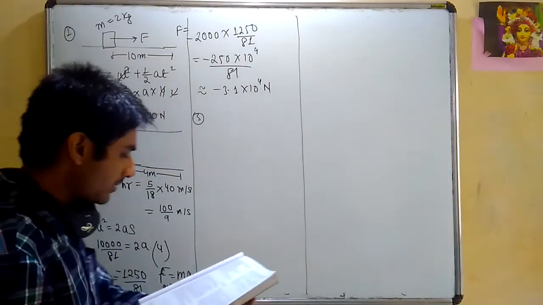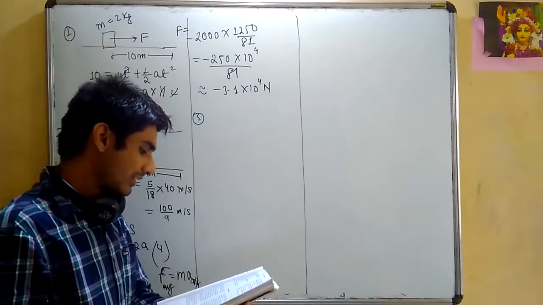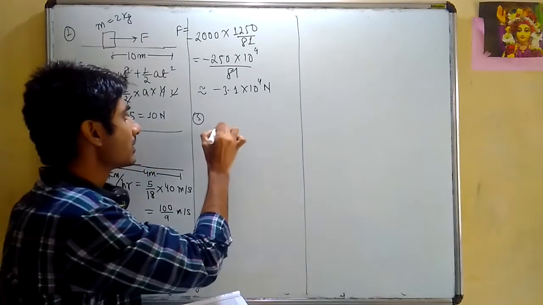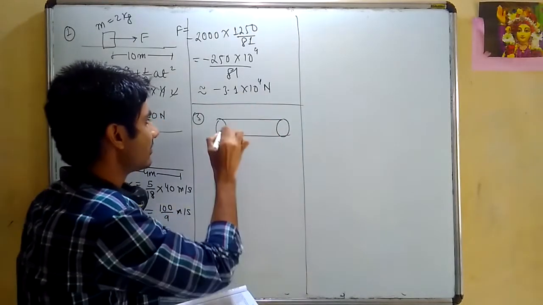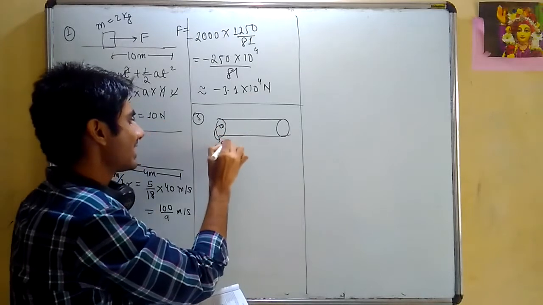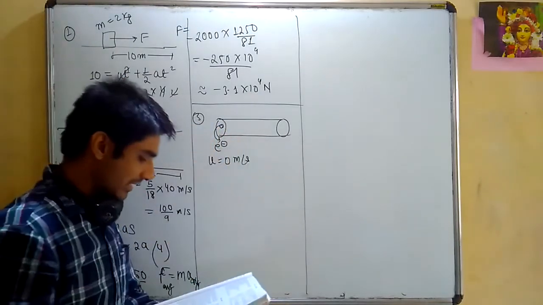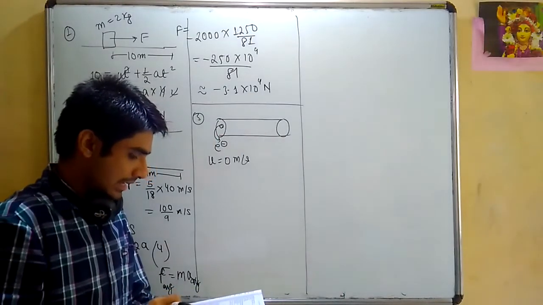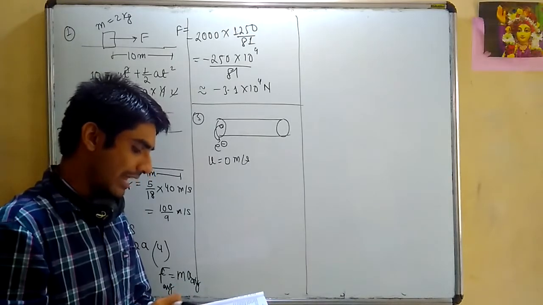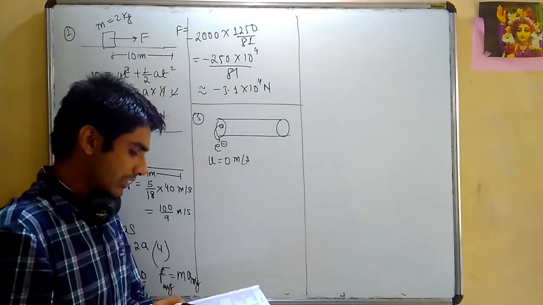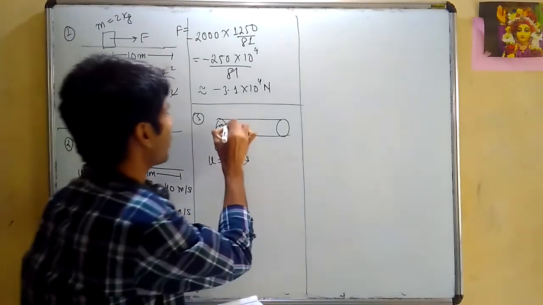If you see question number 3, in a TV picture tube, electrons are ejected from the cathode with negligible speed. Say for example, this is cathode ray tube which is there in a TV, and from here the electrons are ejected with a negligible speed, and reach a velocity of 5 into 10 to power 6 meter per second in traveling 1 centimeter. Assuming straight line motion, find the constant force exerted on the electron.